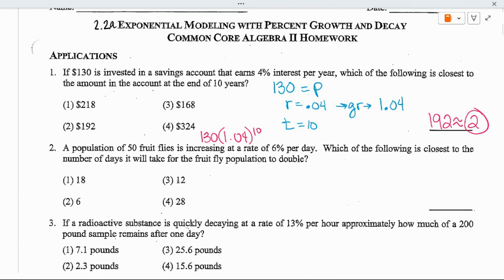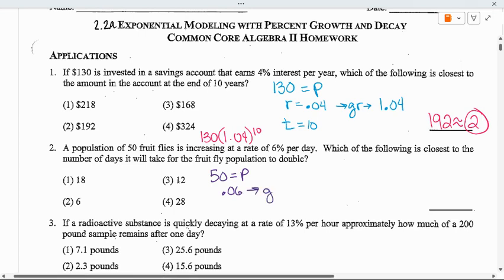Okay. Who feels like they can do the fruit flies? Tell us what everything is and set it up. Population of fruit flies. Who wants to talk about it? Max, you got it? Go, Max. 50 is the P. And the rate is 0.06 and the growth rate is 1.06. Perfect. Per day.